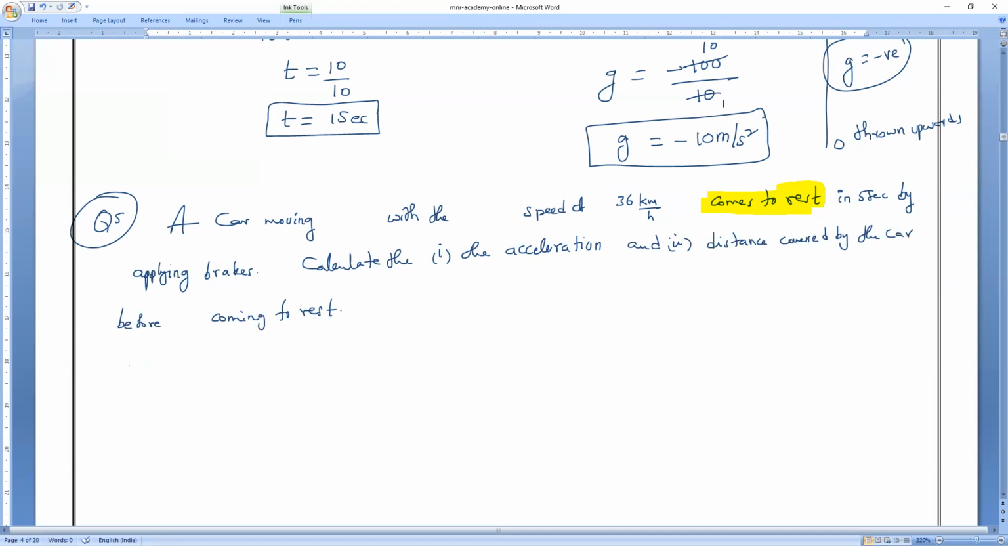Initial velocity is equal to 36 kilometer per hour. So we have to convert into what? Meter per second. So 1 kilometer per hour means how many meter per second, everybody? 5 by 18 meter per second. Yes or no? Yes, sir, 10 meter per second, sir. Yes, 5 by 18 meter per second.